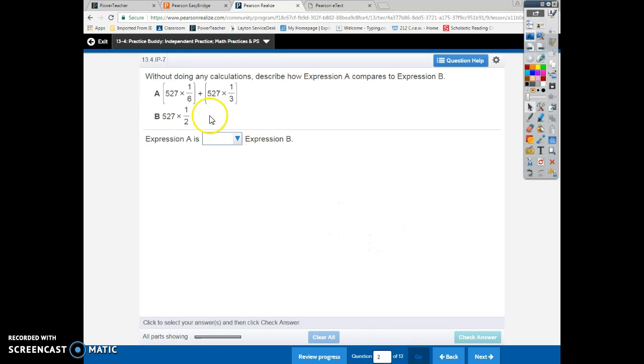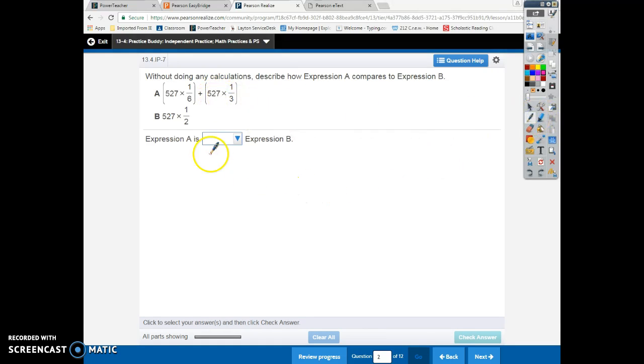Let's go ahead and do number 2. Without doing any calculations, describe how expression A compares to expression B. So here's A, 527 times 1/6 plus 527 times 1/3. And then I have B, which is 527 times 1/2. Okay, so in B I'm taking 527 and timesing it by 1/2. And in A I'm taking 527 timesing it by 1/6, and then adding it to 527 timesing it by 1/3.